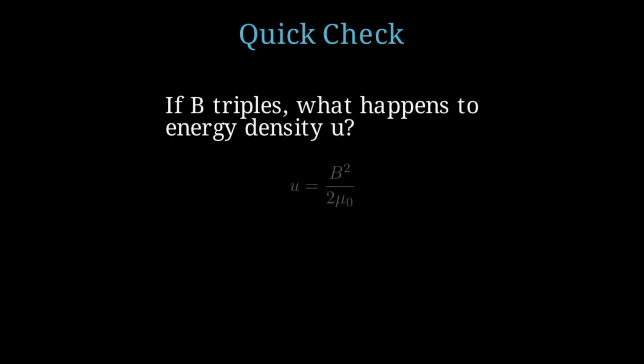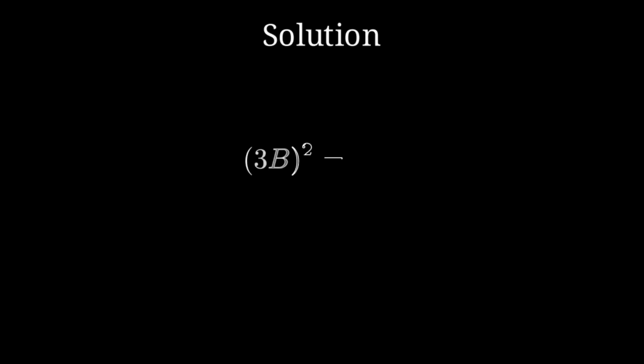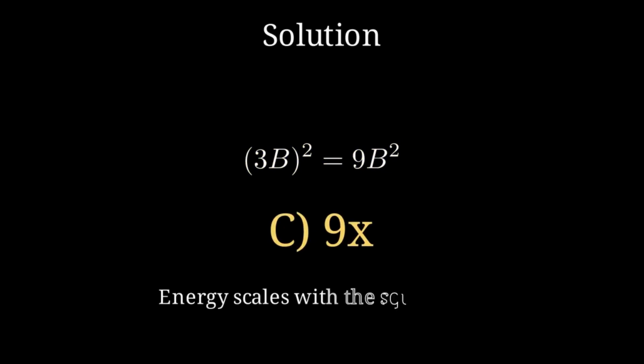If we triple the magnetic field strength inside our solenoid, by what factor does the energy density increase? Think about the squared relationship in our formula. The correct answer is 9 times. Because the field strength is squared, tripling B results in 3 squared, or 9 times the energy density.